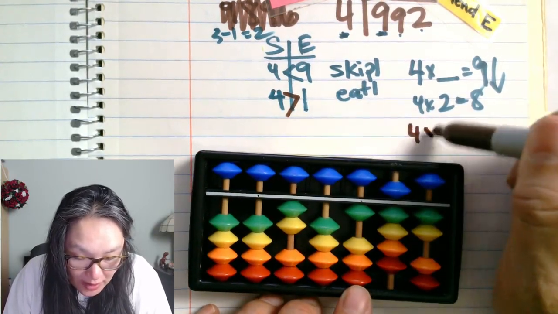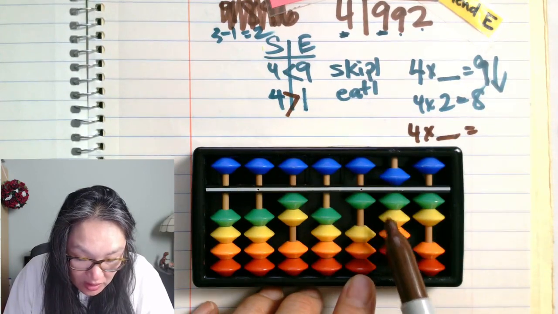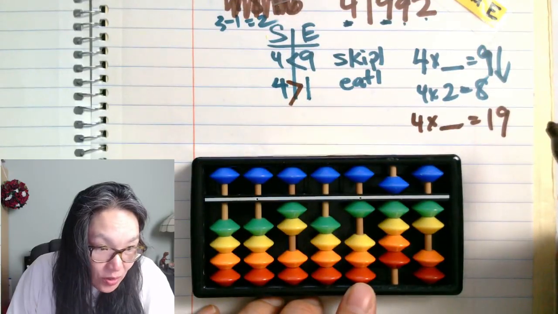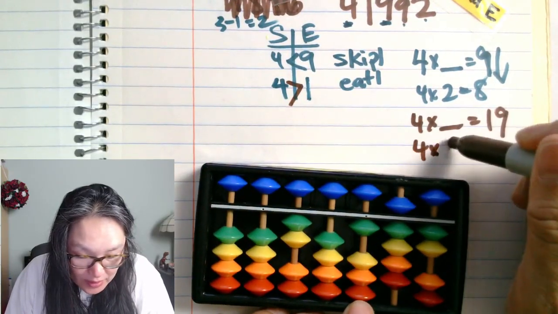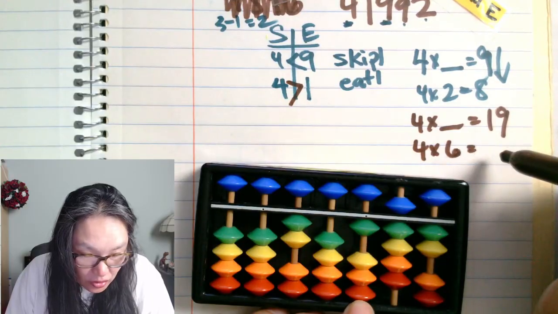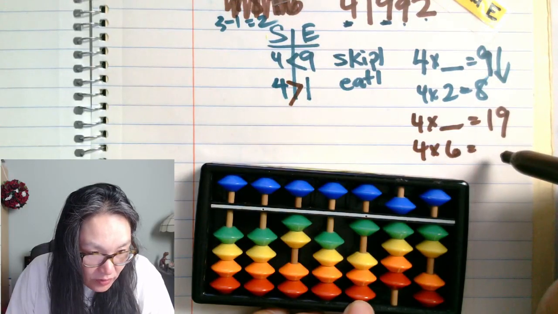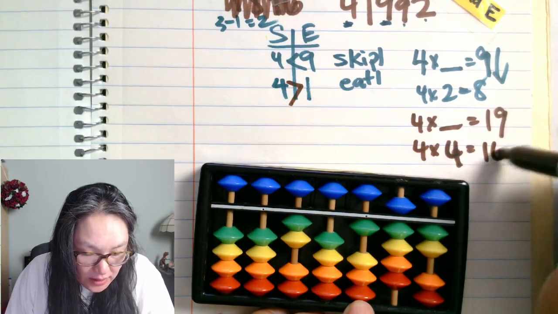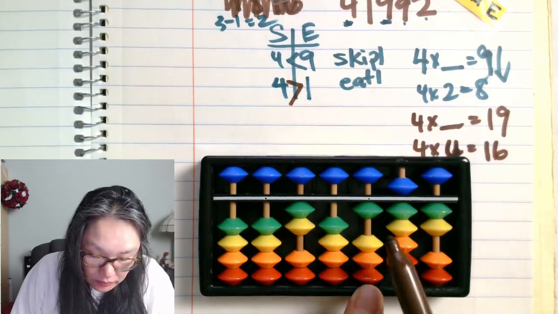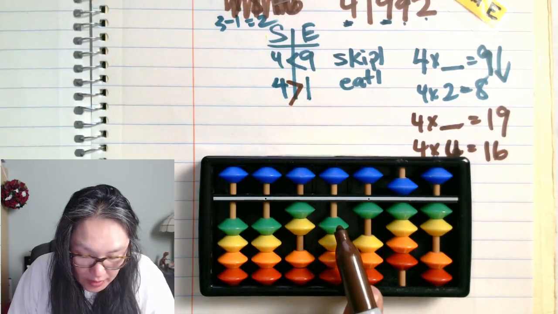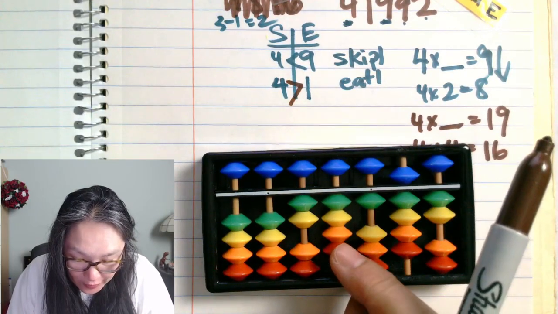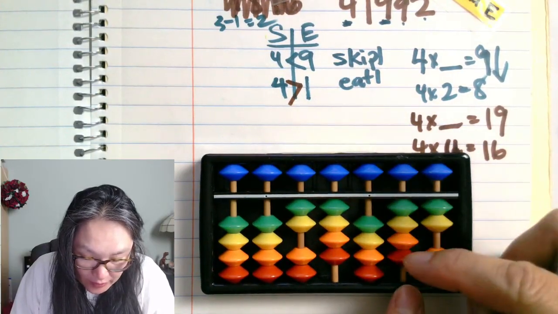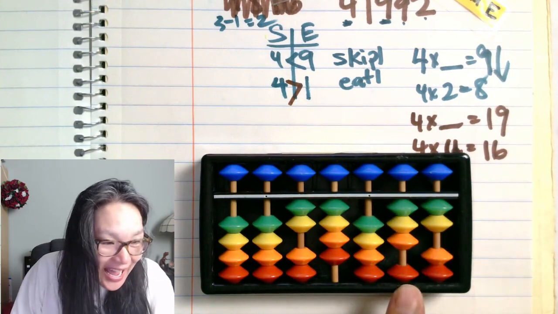So 4 times what is equal to 19? 4 times what is equal to 19 or less? 4 times 4 is 16. Yep. So I take away the 1. I'm sorry, I'm going to add 4. So I add 4 here and I take away 16. Take away 1. Take away 6. Take away 5. Take away 6. So again, what's my answer?